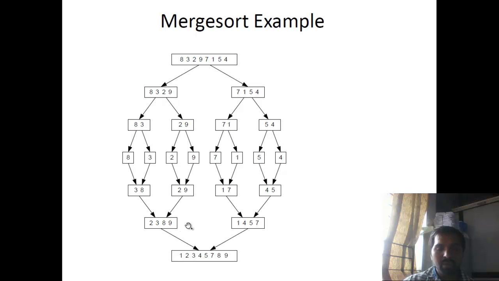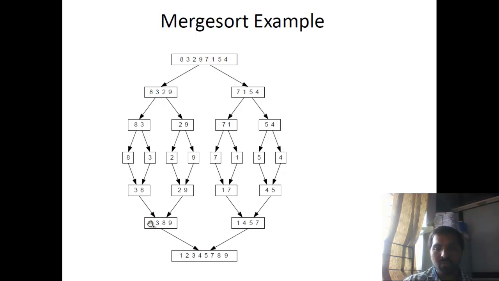Now we have the two subproblems to get the main solution: 2 3 8 9 here, and 1 4 5 7. Both are already solved, so now we can combine. The first element of this array is 2. The first element of the second array is 1. We compare these two. The minimum is 1, so 1 is copied to this.